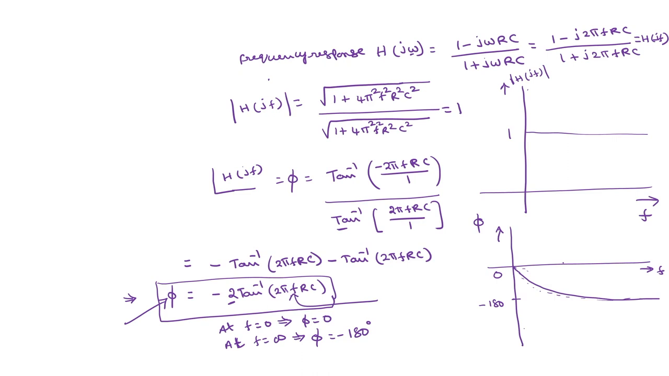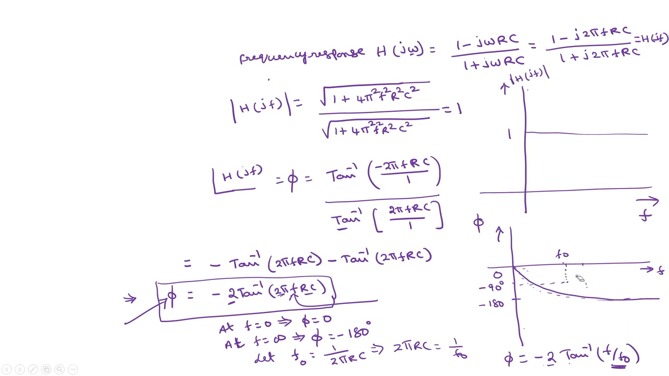And if I define this f naught as some frequency, here there is no cutoff frequency in the sense. So let f naught be some frequency which is defined as 1 by 2 pi RC. So 2 pi RC will be 1 by f naught. So from this, what will be the phi? Phi is equal to minus 2 tan inverse of f by f naught. At f is equal to f naught, tan inverse of 1 is equal to 45 degrees, into 2 means 90 degrees. So at f is equal to f naught, somewhere here we will get minus 90 degrees.